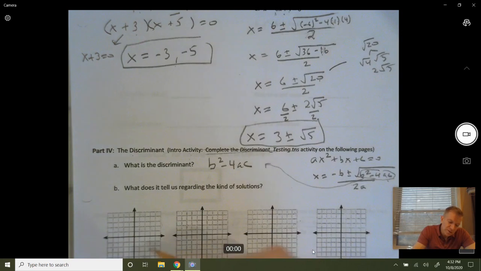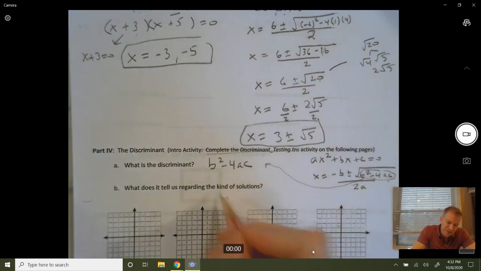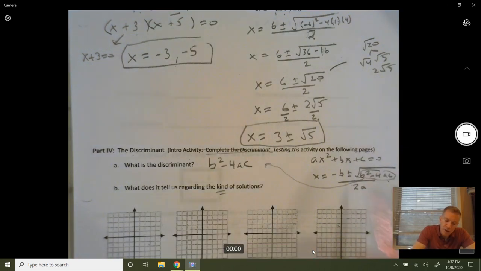So there's 4 different instances, 4 different things that can happen in terms of the types of solutions we get when we solve a quadratic equation. We could think about what happens if the discriminant is negative. If the discriminant is negative, you get a square root of a negative number. That's something that's not a real number.